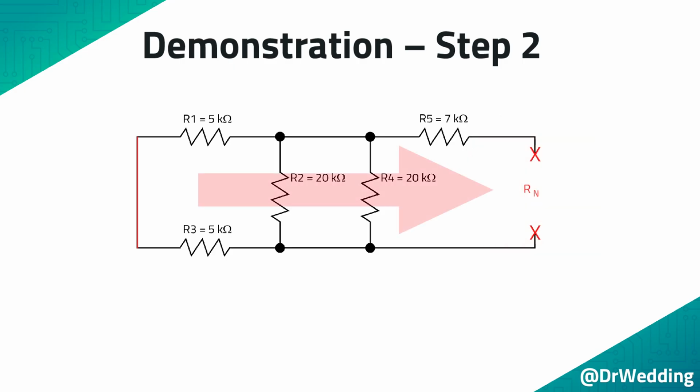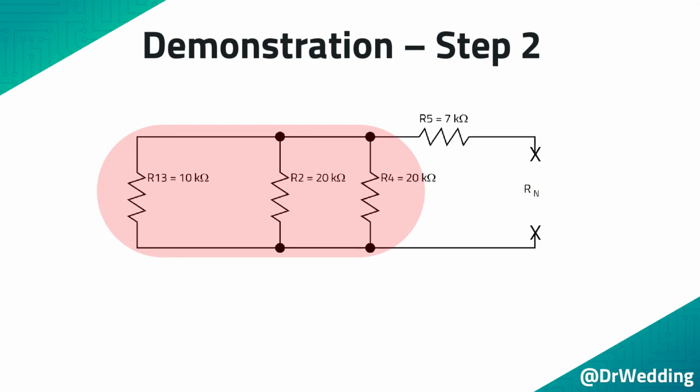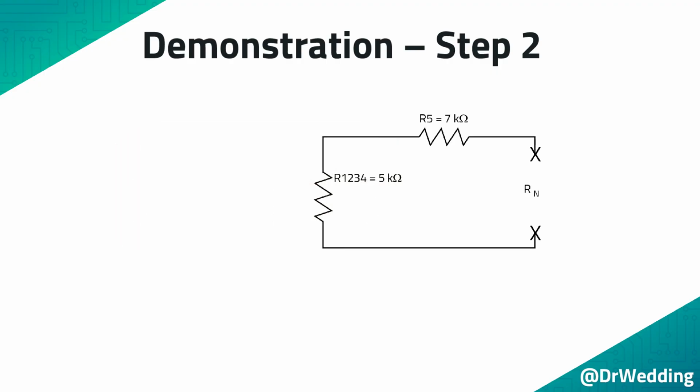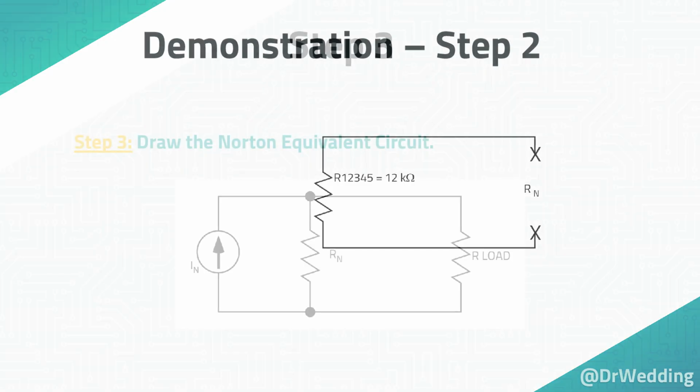To find the Norton resistance, you need to zip from left to right. To zip this circuit, first combine the series resistors R1 and R3 and redraw the circuit. Then combine the 3 parallel resistors together. This will leave 2 resistors in series that can also be combined. The Norton resistance is the resistance across the gap. And in this example, the Norton resistance is 12 kilo ohms.